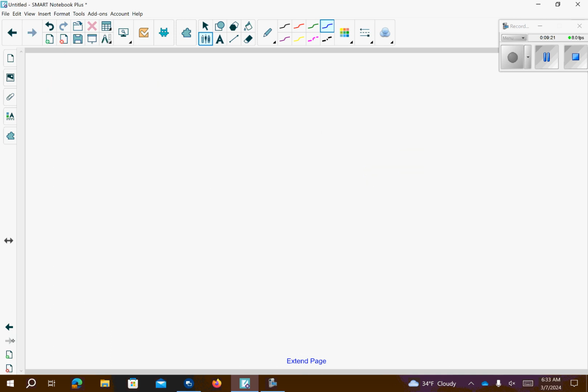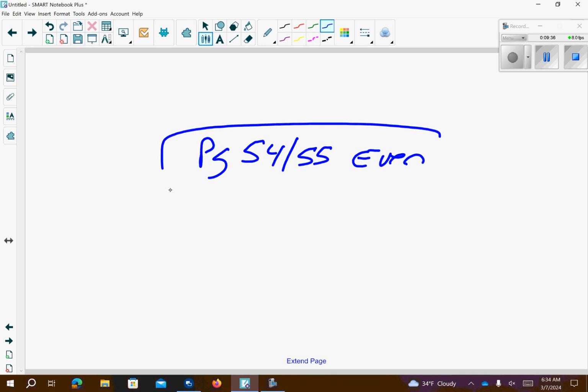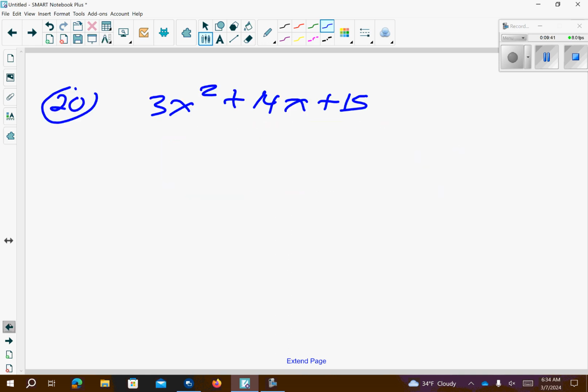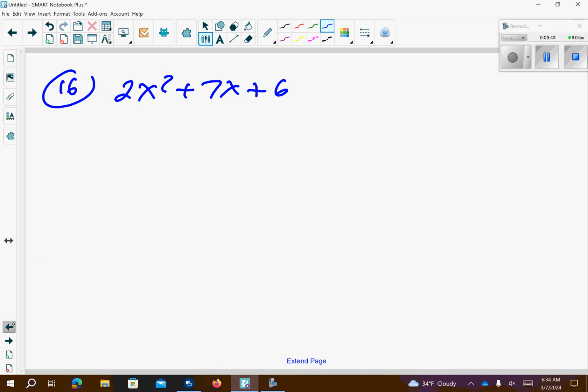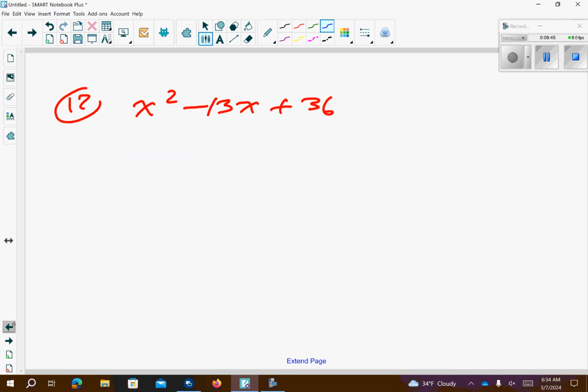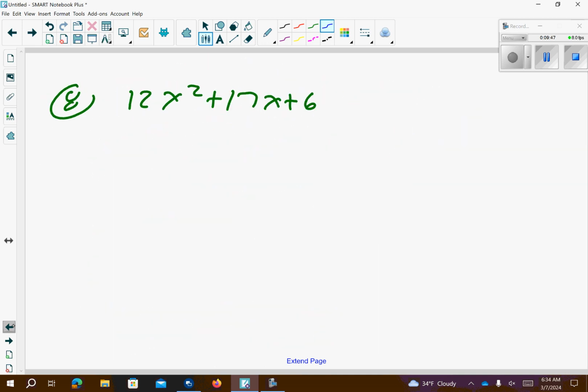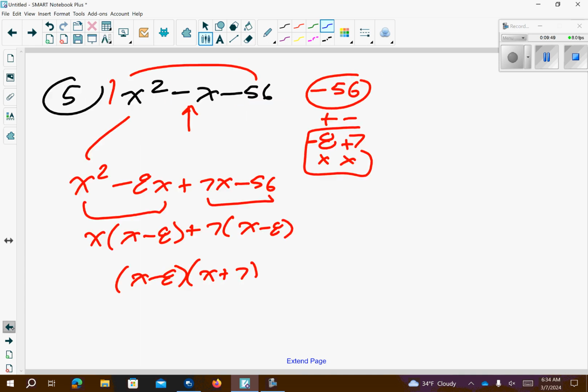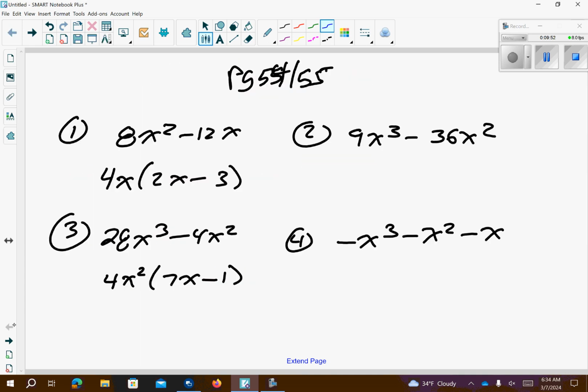And then number 20 is 3x squared plus 14x plus 15. Okay, so page 54 and 55 even is your homework. The second part of this video would go through them, so let's go back to the beginning and work out the ones we didn't work out, the even ones. So make sure you know how to do the even ones, just don't copy it down. Practice it and then double check with the video.